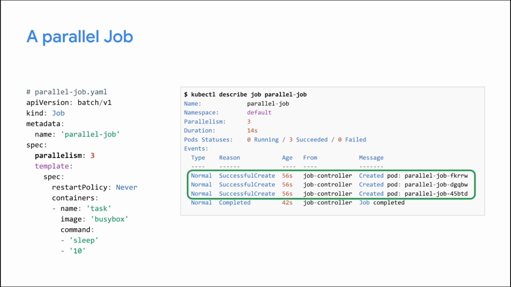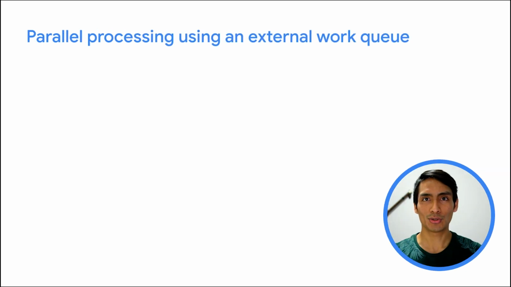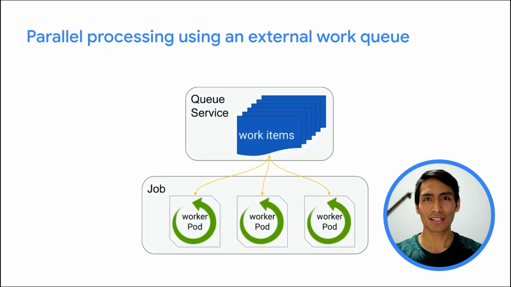However, when doing parallel jobs, we don't usually want all tasks to run exactly the same operation. We probably want to assign each task different chunks of a set of work items, where these are different frames of a movie to be rendered or different sets of log lines to be processed, etc. One way of achieving this is to do parallel processing using an external work queue. In a nutshell, you can set up a queue behind a service and have the pods in the job repeatedly obtain work items from the queue until it is empty, like in this picture.